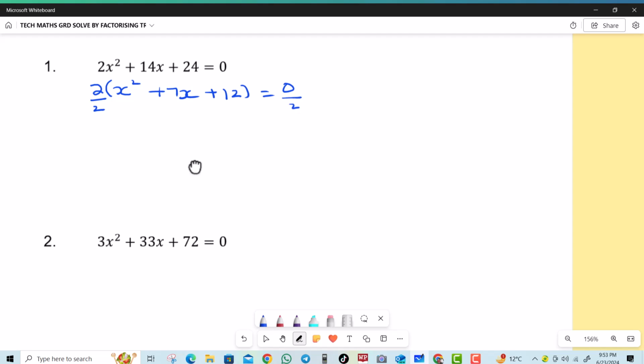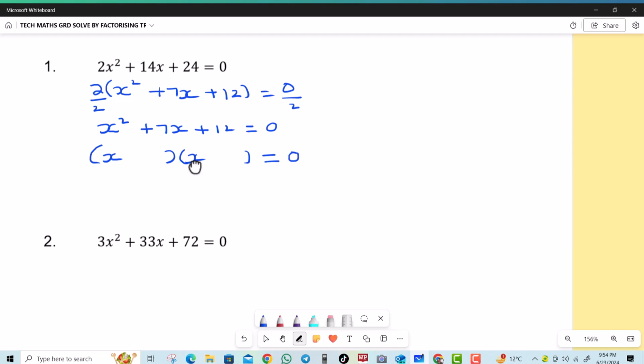So now I'm left with x squared plus 7x plus 12 equals 0. Here now I'm going to look for the two factors again. We said we're going to have two brackets. Hope you remember that. And then here x equals 0.